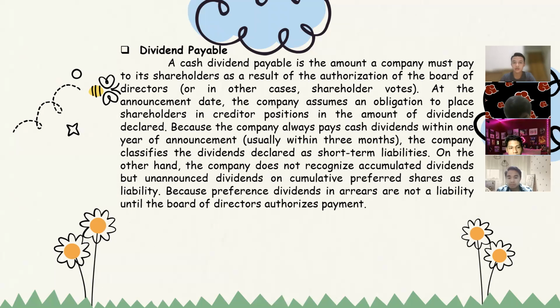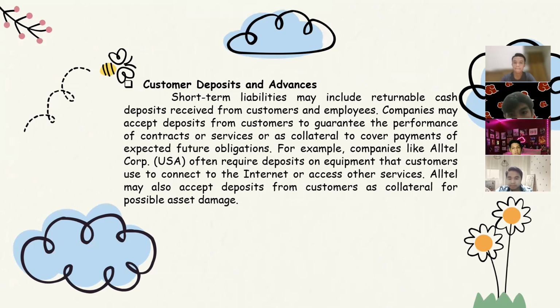On the other hand, the company doesn't recognize accumulated dividends, but announced dividends on cumulative preferred shares are a liability, because preference dividends in arrears are not a liability until the board of directors authorizes payment. The next topic will be presented by Farrel.